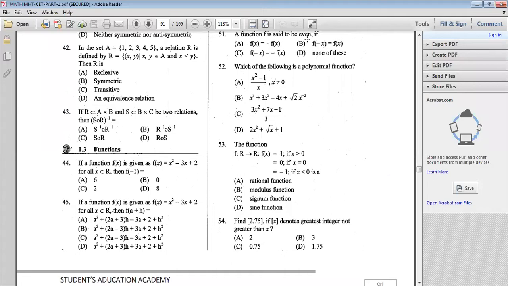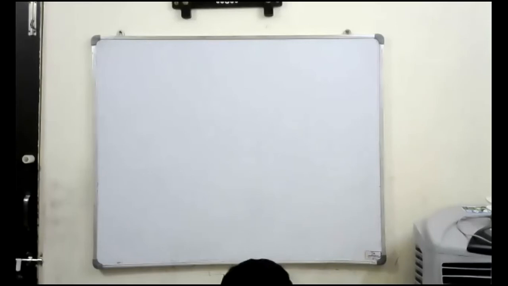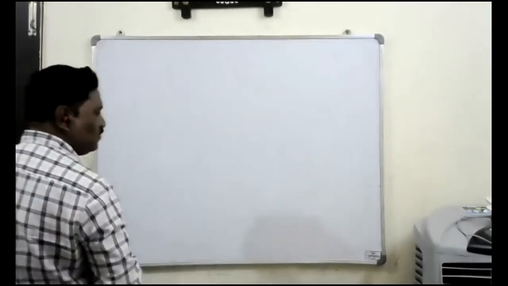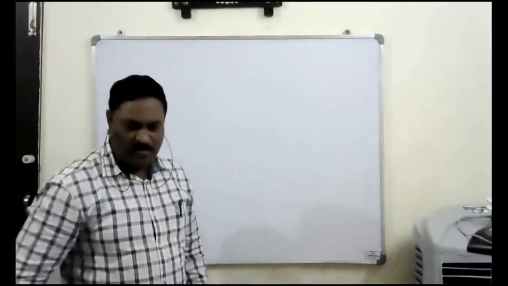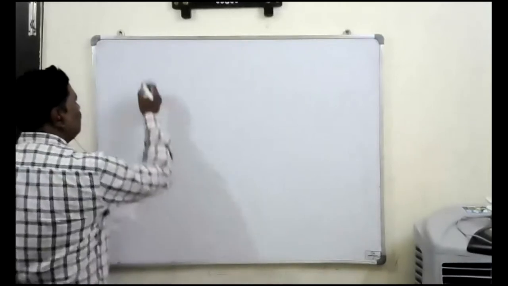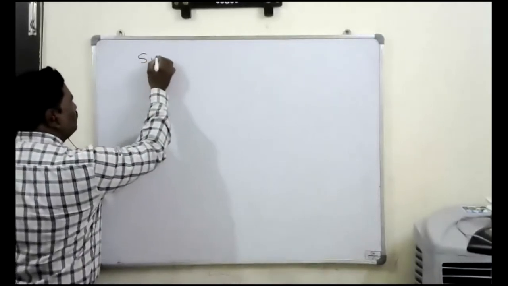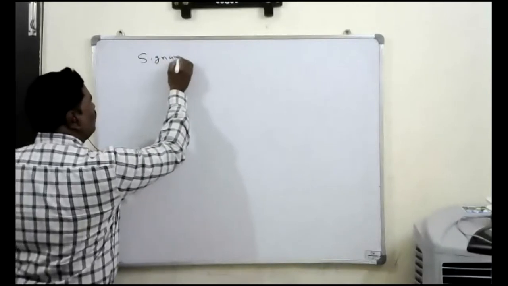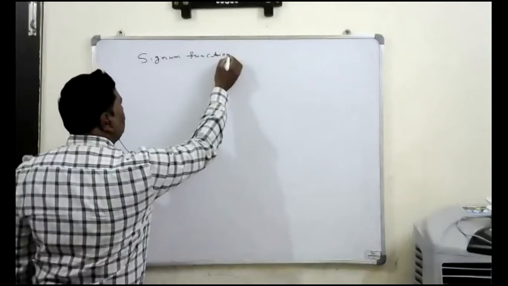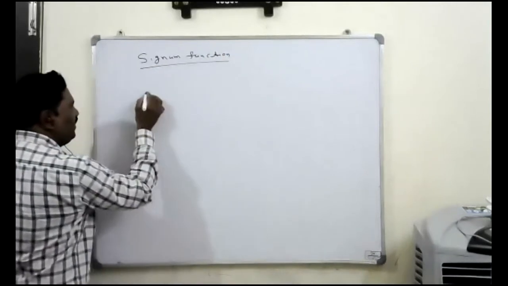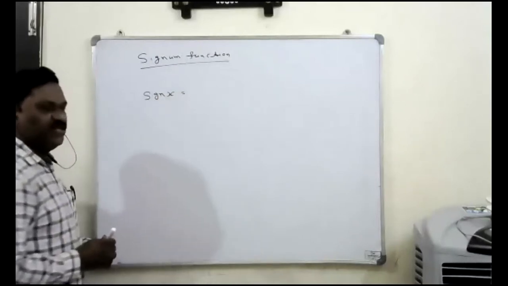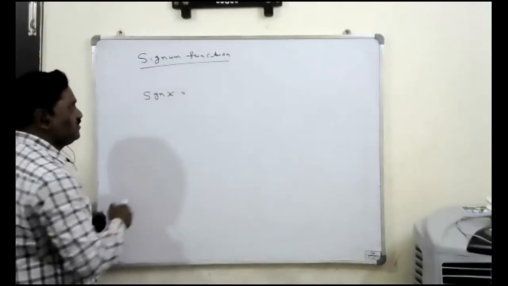I think I already gave you the signature function. Did I give the signature function? Signum function or signature function is nothing but this, which will be represented by sgn of x. sgn x is called the signature function or signum function.